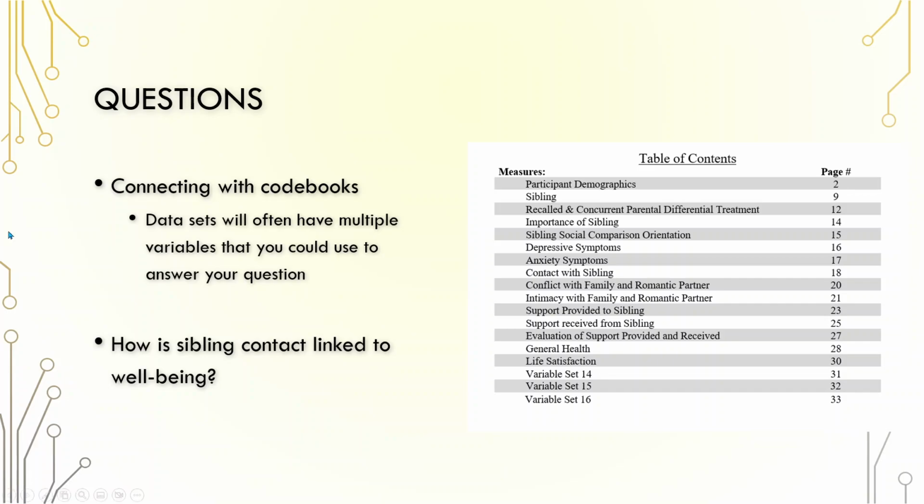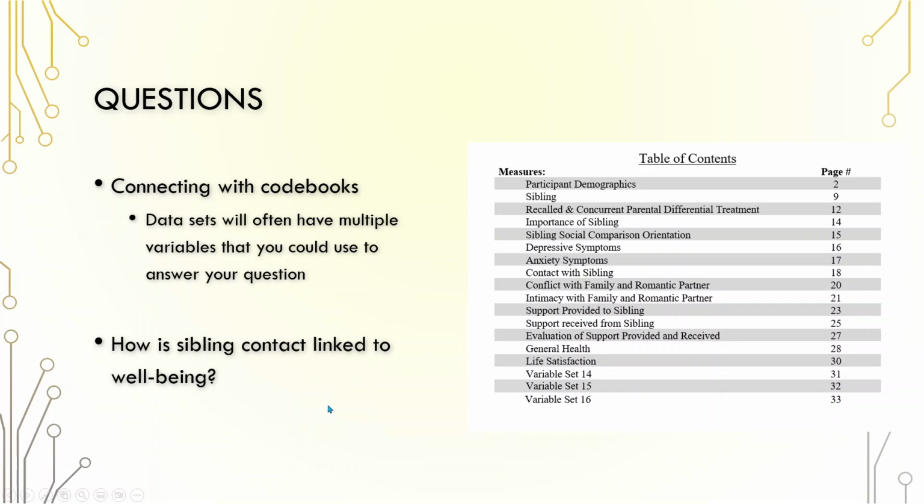As I look at this table of contents from a code book, over here I have a variable called contact with sibling. I'm thinking of this as an independent variable, so I need to use that one as my independent variable. That is what I have, contact with a sibling. But over here, I phrased this as linked to well-being.